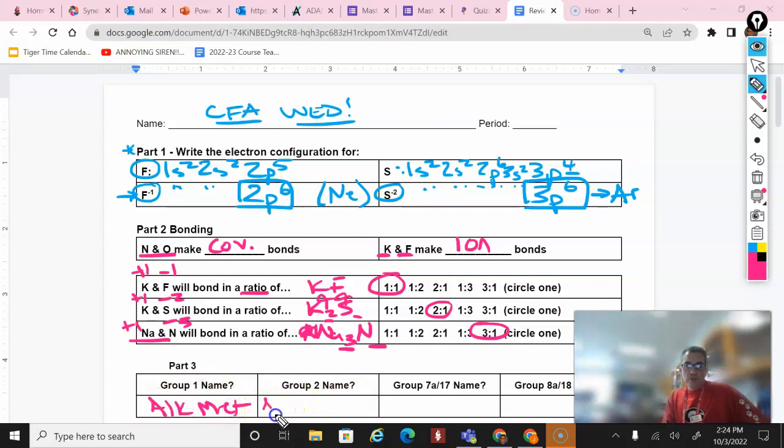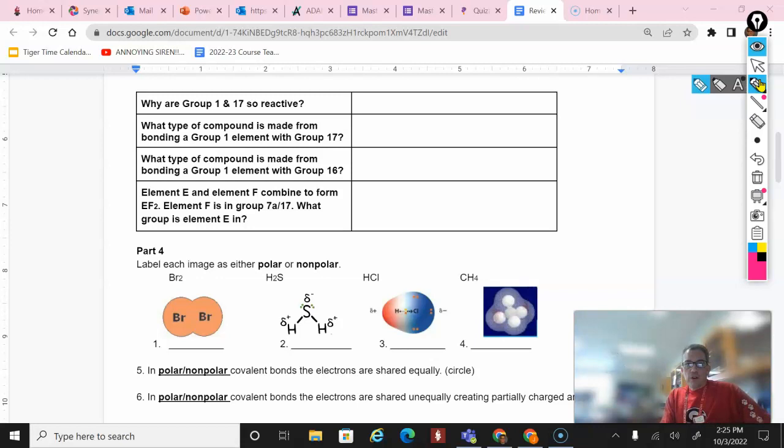Our groups, number 1, these are our alkali metals. Group 2 are the alkaline earth metals. 17, I know this is really messy, but hopefully you're listening. Halogens, and then group 8A or 18, these are our noble gases. All right, group 1 and 17 are very reactive, which has to do with their electrons.